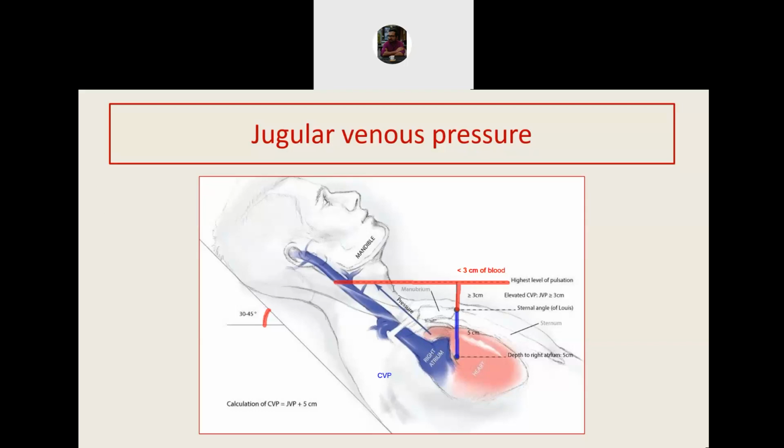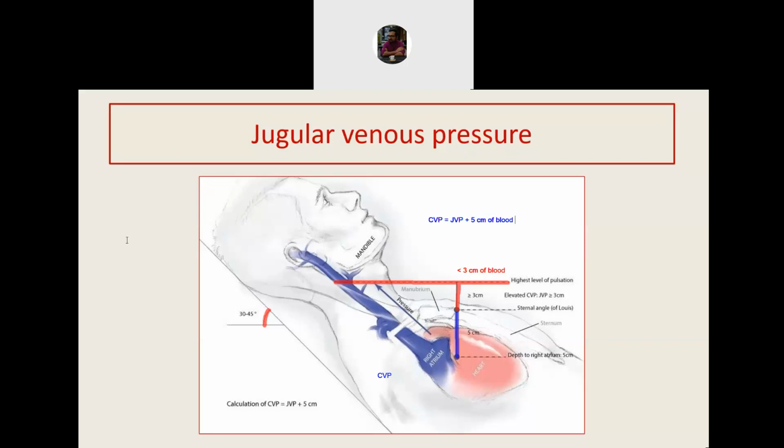So we can simply say that the central venous pressure must be equal to jugular venous pressure plus 5 centimeter of blood. So if the central venous pressure has to be calculated, you measure the jugular venous pressure and add 5 centimeter of blood. So if the jugular venous pressure is 2 centimeter of blood, then the central venous pressure will be 2 plus 5, 7 centimeter of blood. That is how the calculation is done.